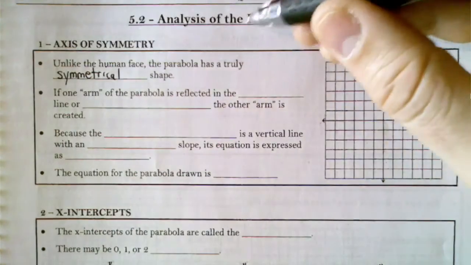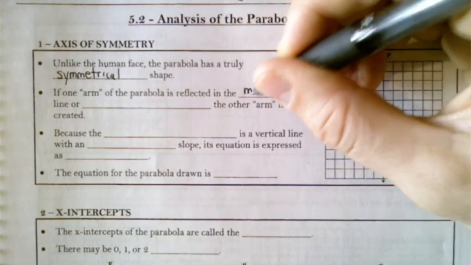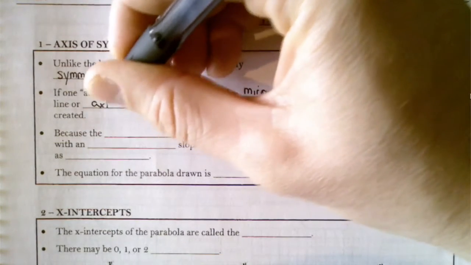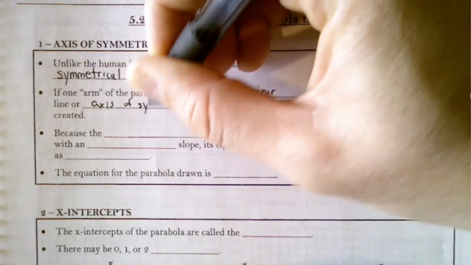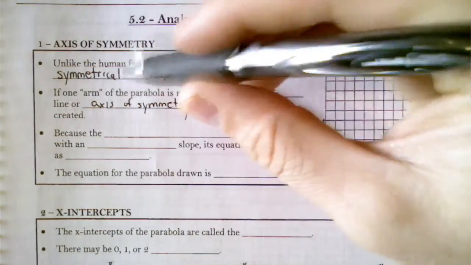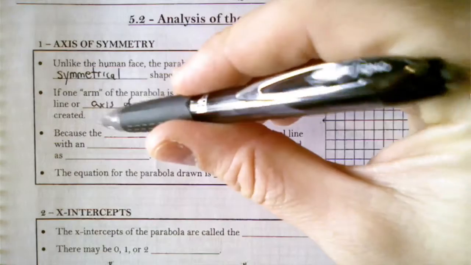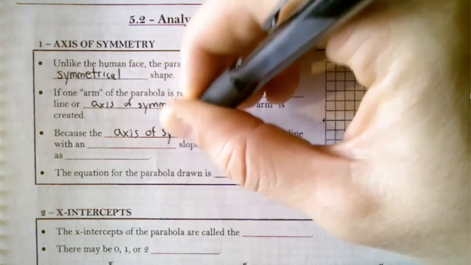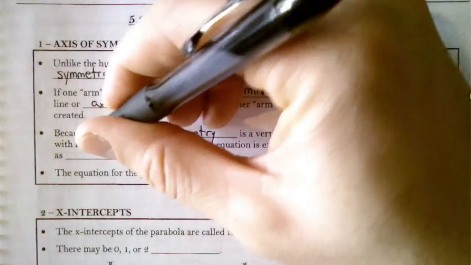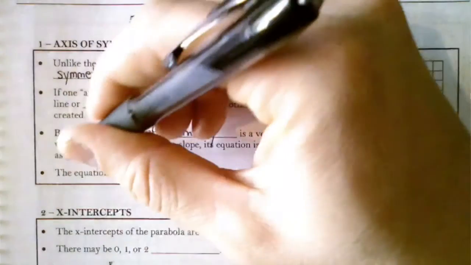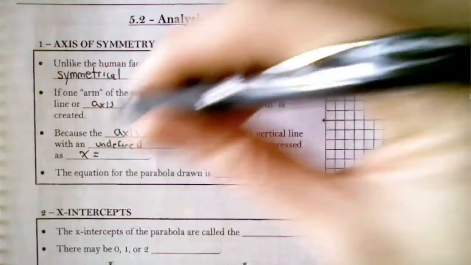If one arm of the parabola is reflected in the mirror line, or the axis of symmetry, the other arm is created. Because the axis of symmetry is a vertical line with an undefined slope, the equation is always going to be x equals something.